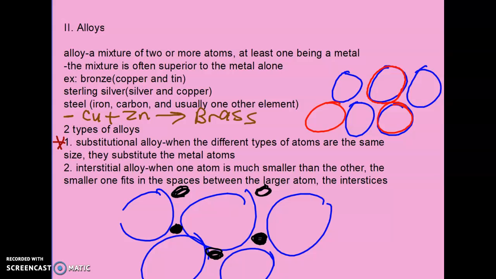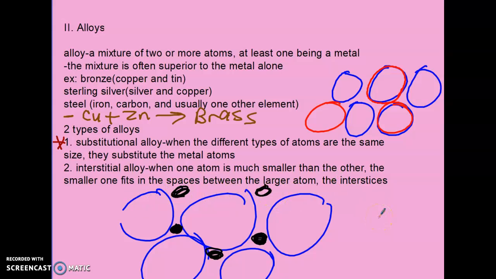The other thing I wanted to talk about is what an alloy is. So alloys are made of metals. At least one of the elements is a metal and one is a non-metal. And so it's a mixture. They're not chemically bonded together, but it's a mixture of two or more of those atoms, at least one of them being a metal. And the reason we have alloys is it somehow makes them superior to whatever that metal is alone.